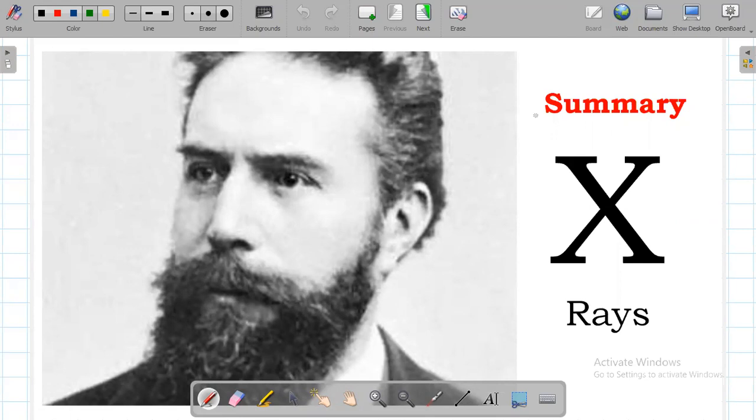Dear student, this is about the overview of X-rays. In this chapter, I'll explain what the important points are. That is, I'll summarize X-rays.